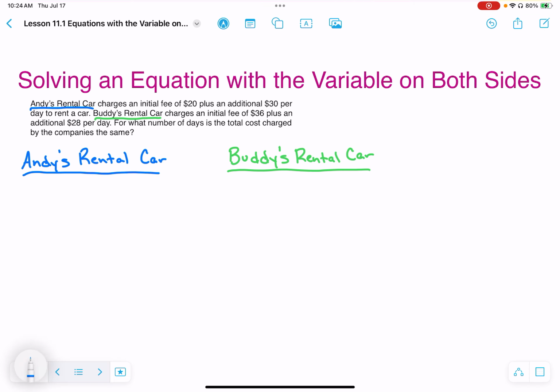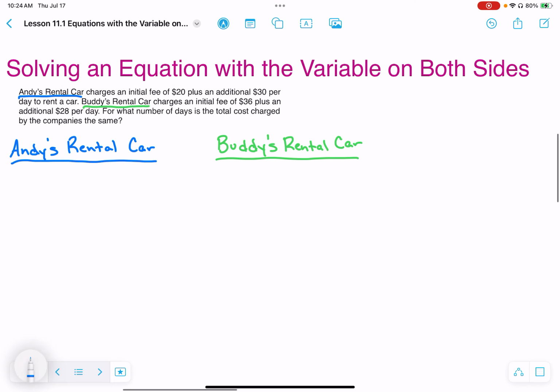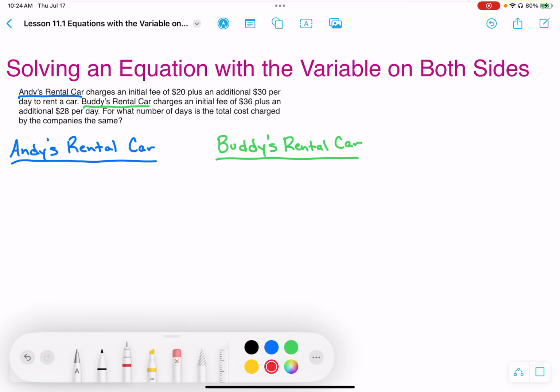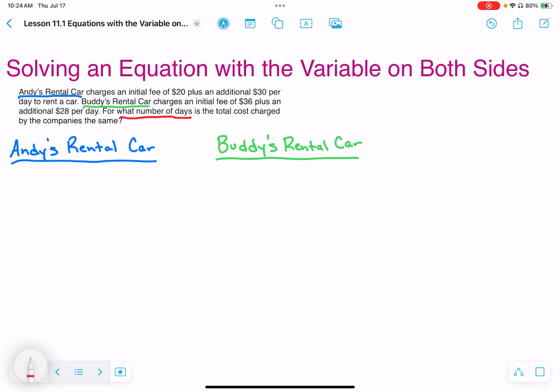Okay, so before we do any kind of word problem, the first thing we want to do is define our variables. So let's come over to the side and define our variables. Now, it looks like the two things we're measuring, the thing, number one, that the problem wants to know is what number of days. And then the other thing is the total cost. Okay, so let's make those our variables.